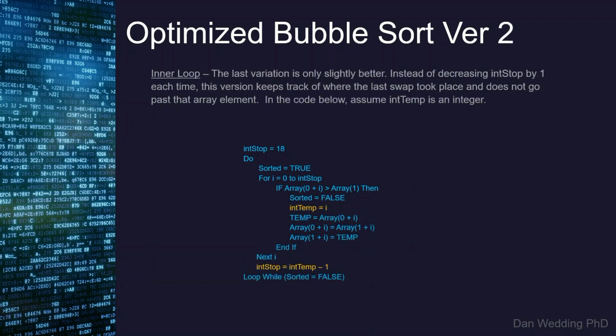The last variation is only slightly better. Instead of decreasing int stop by 1 each time, this version keeps track of where the last swap took place and does not go past that array element. In the code below, assume int temp is an integer.